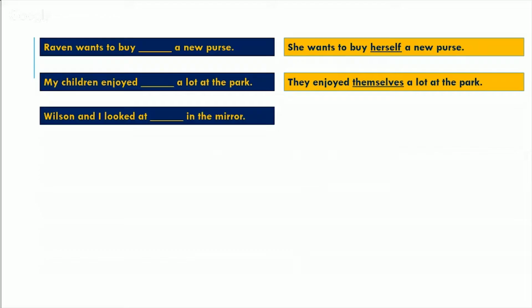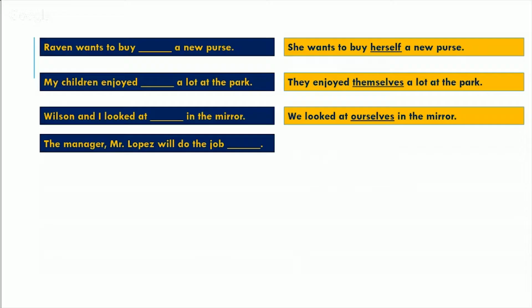We're in number three. Estamos en la tercera. Wilson and I looked at blank in the mirror. Wilson and I. And don't forget, you have to change the subject to a pronoun. Okay? So, Wilson and I looked at blank in the mirror. Change the subject to a pronoun, and then you can give me the answer on the chat.